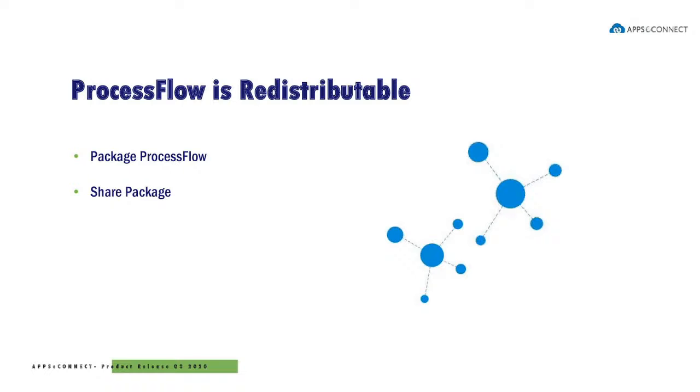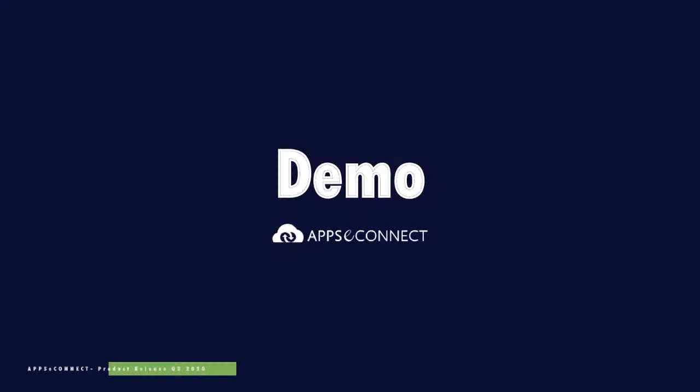You don't have to work from scratch again. The shared package will be visible in the process flow listing section, and you just have to install and deploy the package in the customer environment and start executing the process flows. So that was about the highlighted features that are now available in our latest release of APPSeCONNECT.